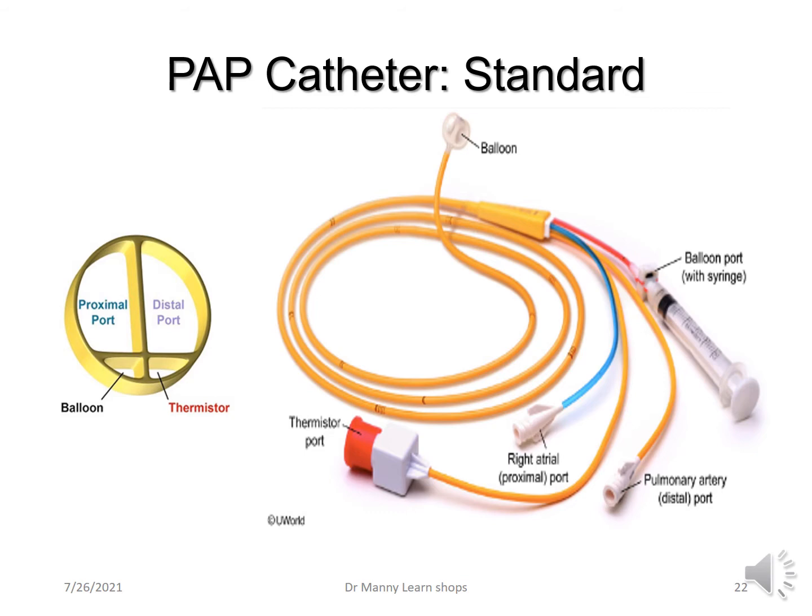The tip of the catheter, the distal port, measures the pulmonary artery pressure. The proximal port measures the right atrial pressure. The balloon can be inflated to float the catheter into the correct position, and the thermistor port or wire is used for cardiac output studies by thermodilution.